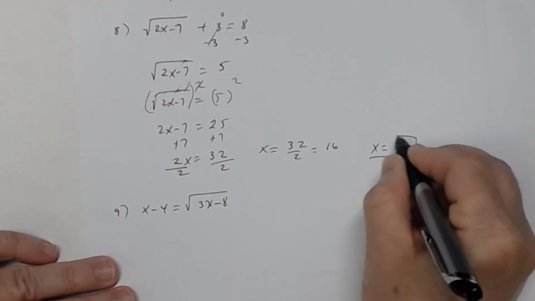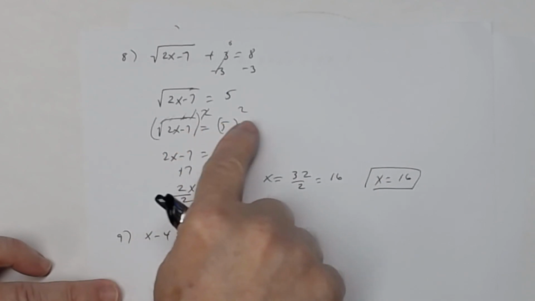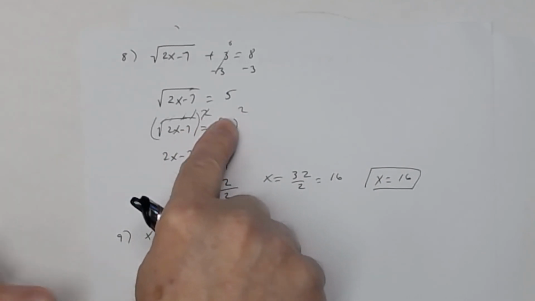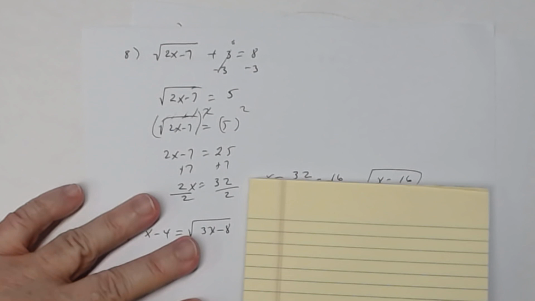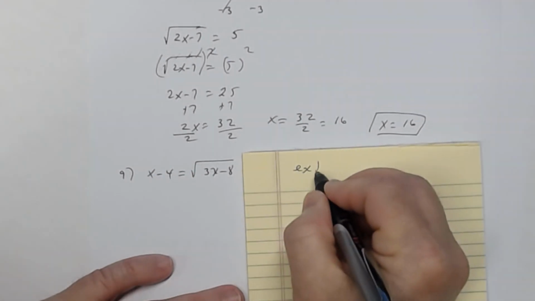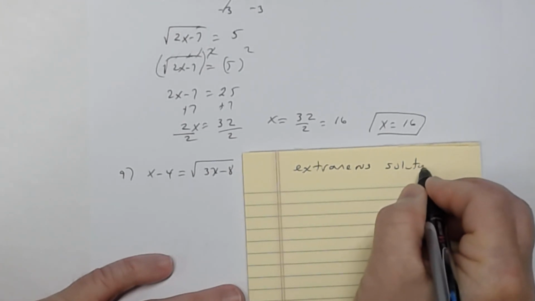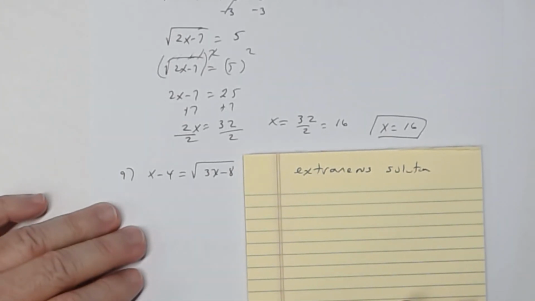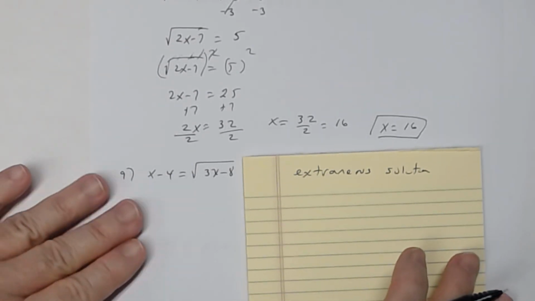Now, I want to say this. Whenever you raise both sides to an even power, which is what I did here, I raised both sides to the second power, remember, you could introduce, remember we talked about this, what's called extraneous solutions. So technically, when you raise both sides to an even power, you should check for extraneous solutions.